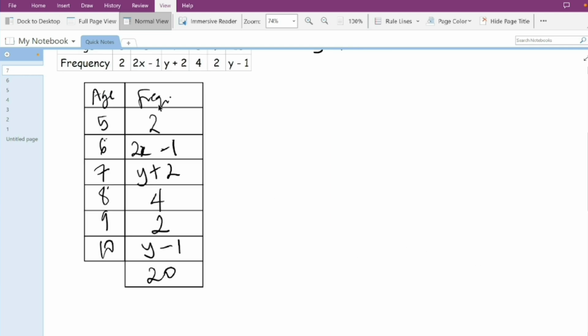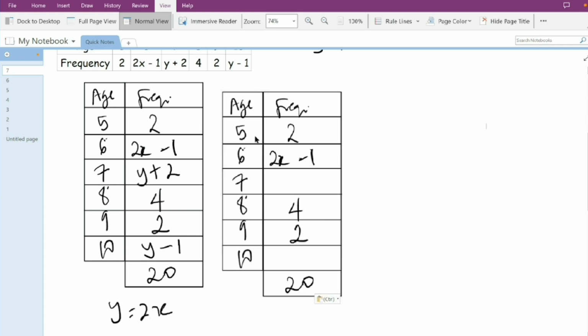Now that we know our y is 2x, for those with the value of y, we change it to 2x. So we'll make another table. For the second table, anywhere we have y, we'll change it to 2x. So at 7, we have y plus 2, and we'll change it to 2x plus 2. And at 10, we also have y minus 1, so we'll change it to 2x minus 1.